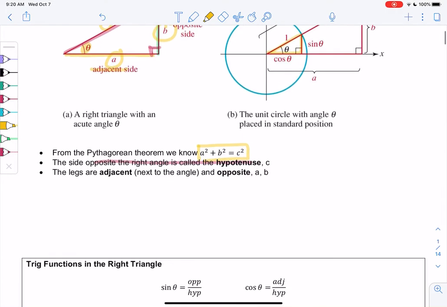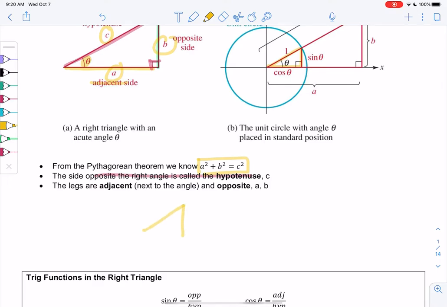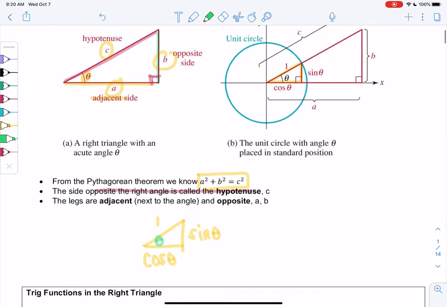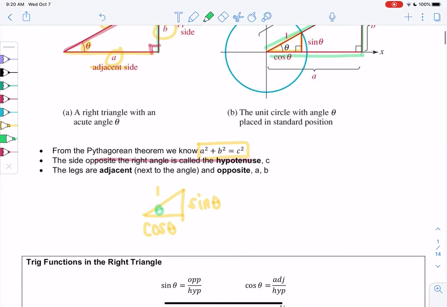So we get that triangle, I'm going to just draw it below. So we have one, cosine theta was the x value, sine theta was the y value, where theta is right here. And then we actually make the same proportions in a bigger triangle. These are called similar triangles. A, B, and C.